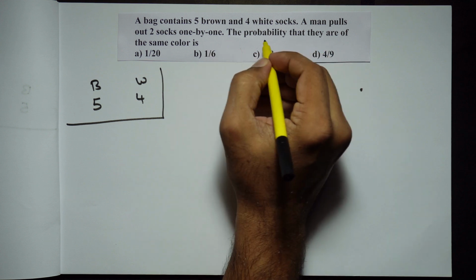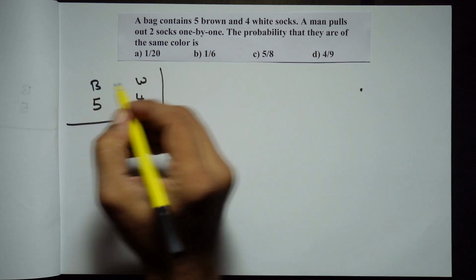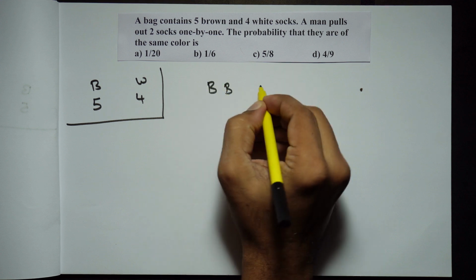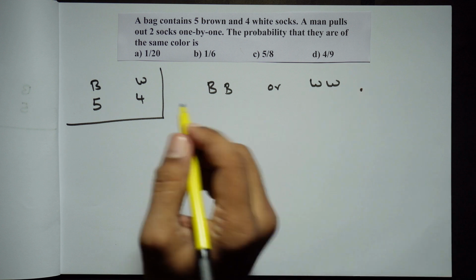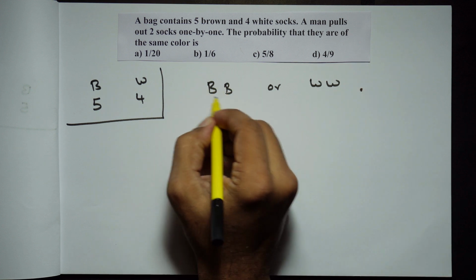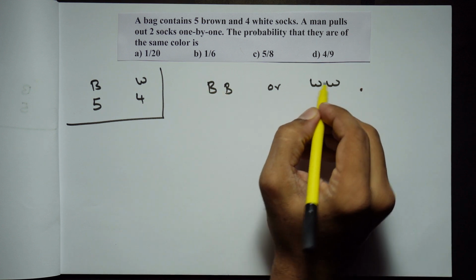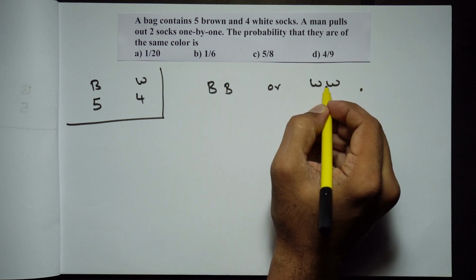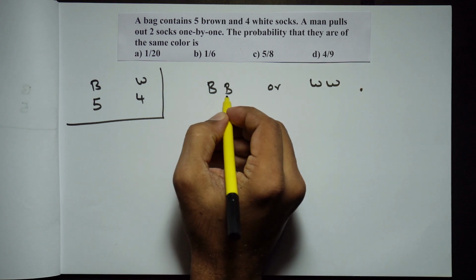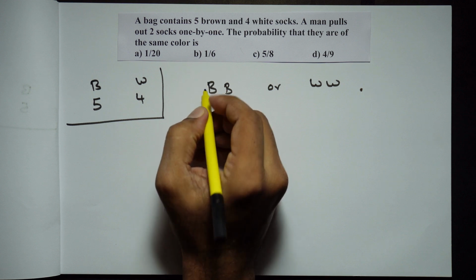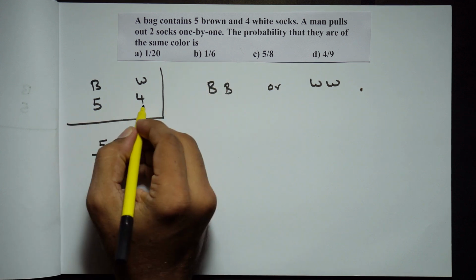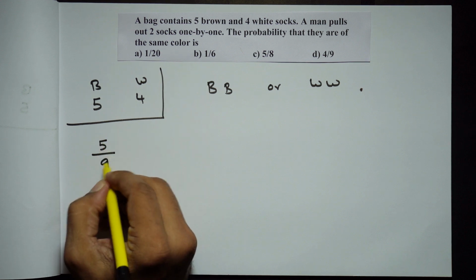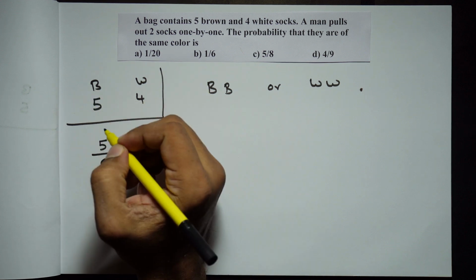So they are of the same color means they can both be brown. So it can be brown and brown, or it can be white and white. So we'll find out the probability of brown and brown, then we'll find out the probability of white and white, and then we'll add it up. So first we'll find out the probability that the first one is brown. So there are 5 brown ones out of a total of 5 plus 4, 9. So this is the probability that the first one is a brown one.